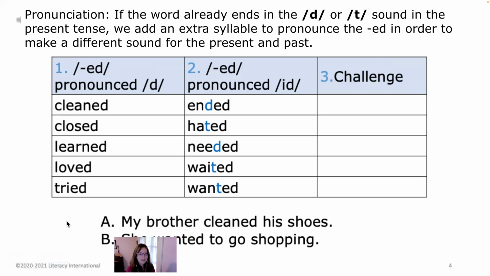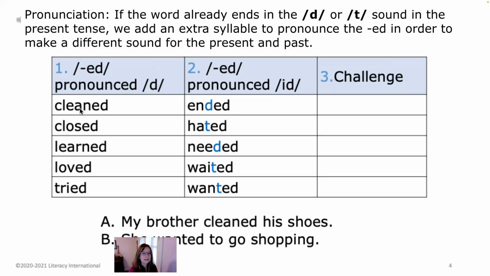Now, one thing that's a little bit tricky is the pronunciation of the ed endings. There are actually 3 ways to pronounce an ed ending, but at the A1 level, we just introduce the 2 basic forms. It's either pronounced as a small d sound at the end, or it's pronounced as an extra syllable, id.